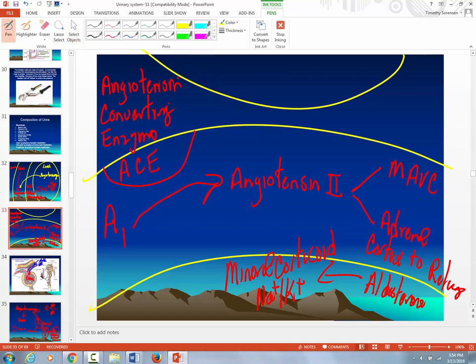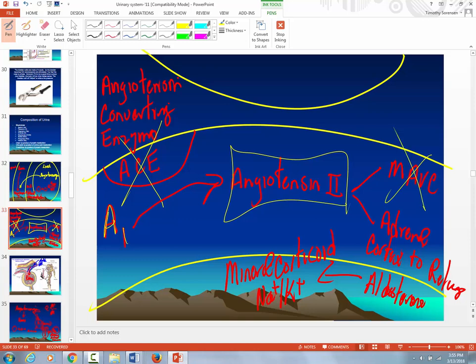So there are drugs out there called ACE inhibitors. ACE inhibitors inhibit angiotensin-converting enzyme, and they prevent the conversion of angiotensin 1 to angiotensin 2. So what don't you get? The massive arterial vasoconstriction, and more importantly, you don't get the release of aldosterone. So an ACE inhibitor is an arterial vasodilator. That will reduce arterial resistance, lowering blood pressure. It will also lower your sodium level by inhibiting the sodium potassium pump.